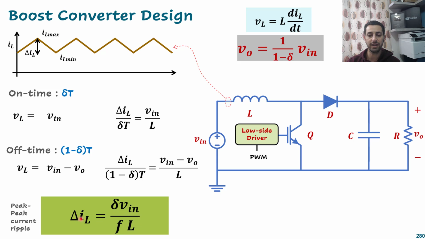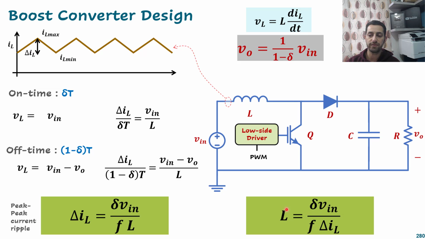Now this is delta IL, which is the ripple of the inductor current, and that's a function of V input and function of delta and function as well of the frequency and the inductance value. And I think if we increase the inductance more and more, this will reduce the ripple. If we increase the frequency more and more, this will also reduce the ripple. And you can get the value of L that maintains some ripple value if you want to design it to be within some values, and you can select and design your inductor value.